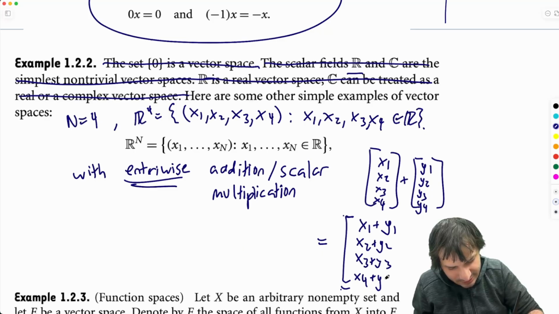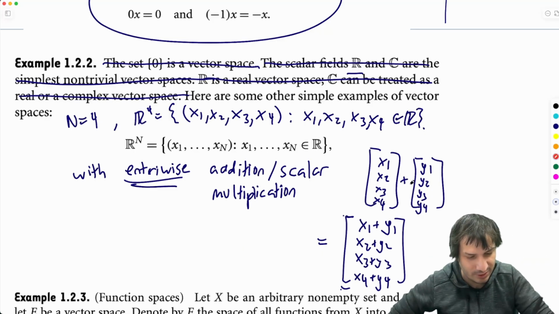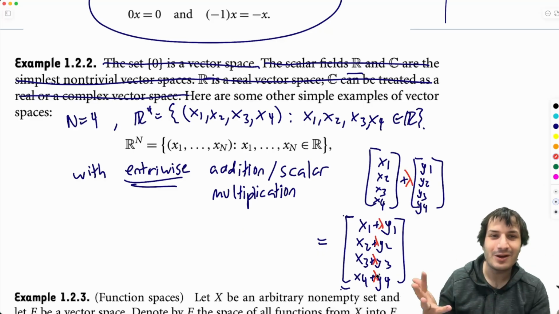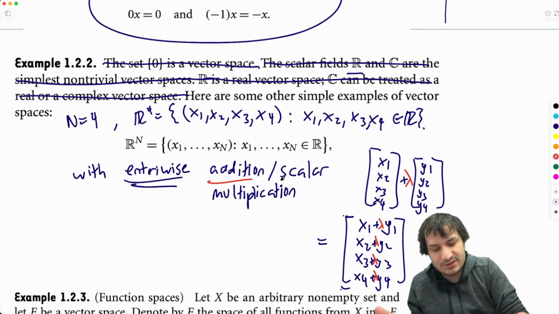Okay, beautiful. So that's addition, and scalar multiplication works the same way. If you were going to multiply the whole vector by lambda, you would multiply each individual entry by lambda. So this rule, that is kind of obvious to you from linear algebra class, we now have to define it. We say that is the definition of the addition and scalar multiplication.